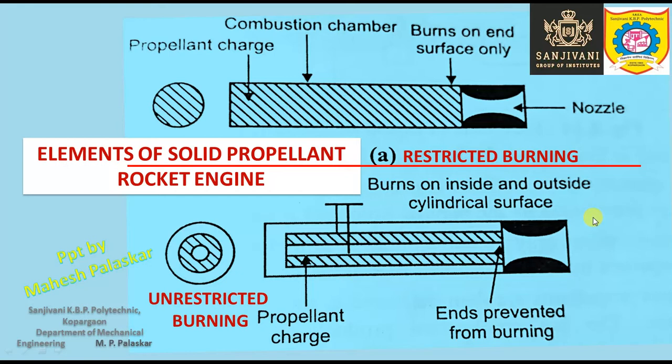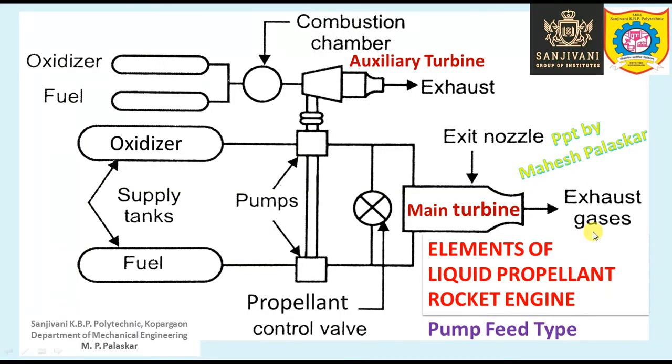So this was about the solid propellant rocket engine, elements of the solid propellant rocket engine. Now let us study the liquid propellant rocket engine. So these are the various parts of the liquid propellant rocket engine. The liquid propellant rocket engine is also of two types. One is the pump feed type and the other is the pressure feed type. So first of all, let us study the pump feed type liquid propellant rocket engine.